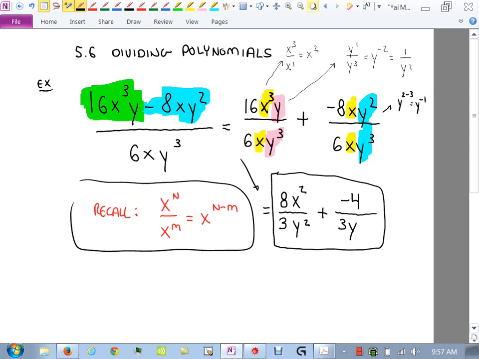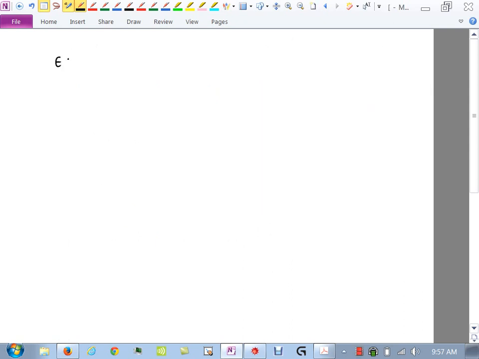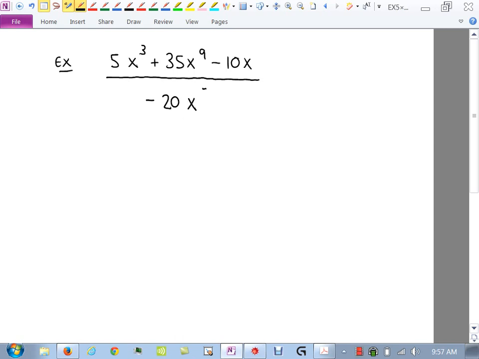Okay, let's do another one then. What about 5x cubed plus 35x to the 9th minus 10x over negative 20x to the fifth?